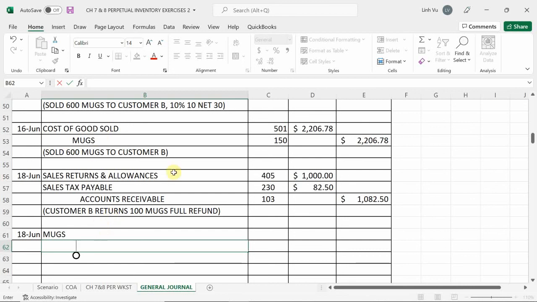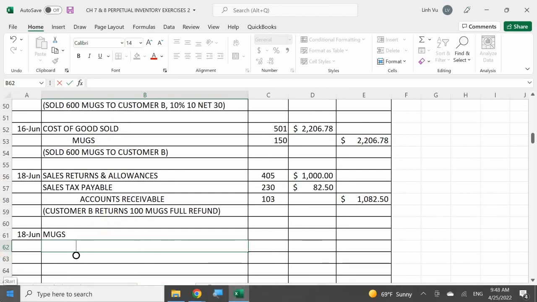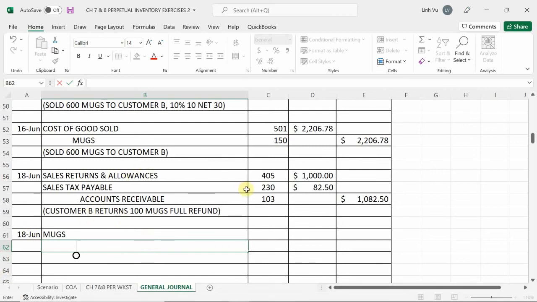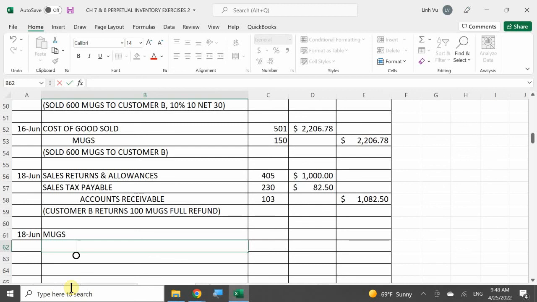What did we do to represent that we sold the items? Sales. Good, but what about updating my inventory? How do I get rid of the inventory off my inventory worksheet? How did I represent that I sold those items out of my inventory? Cost of goods sold. So in this case, if the person is returning the product back to me, did I sell those items? No, so I have to put it back and undo it. Cost of goods sold. In this case, those items are not even customer B's anymore. So returned 100 mugs.